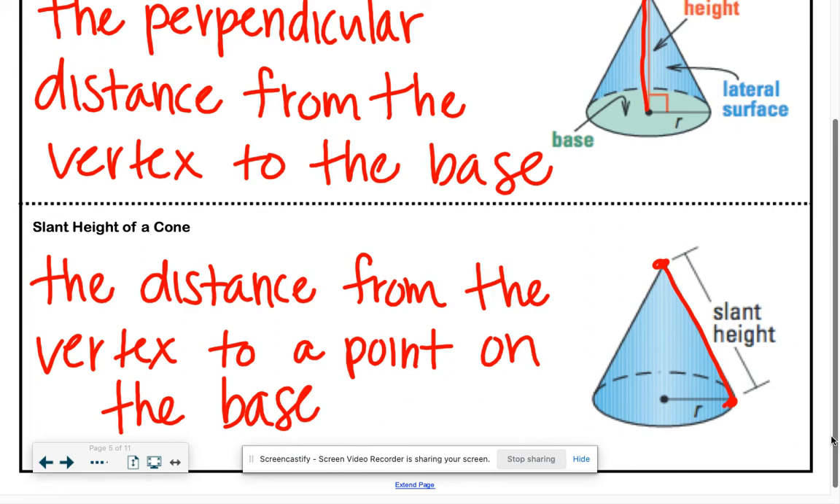So we look at the outside. And then we use the letter L to represent slant height. It's a little fancy cursive L, but that's the letter they chose.